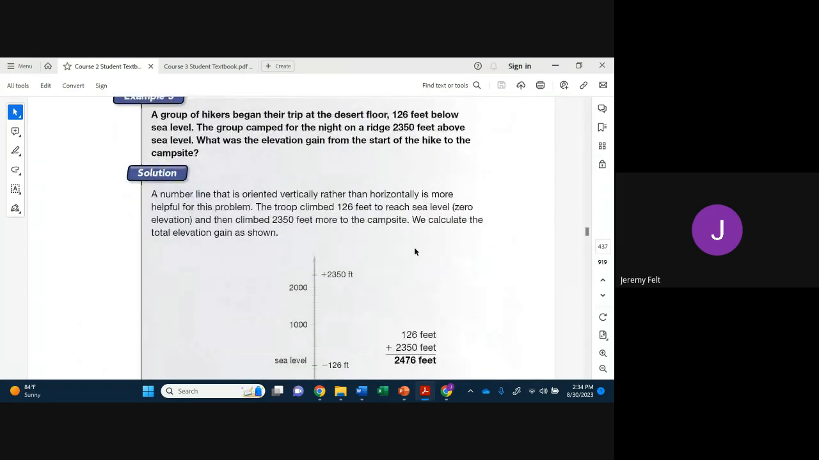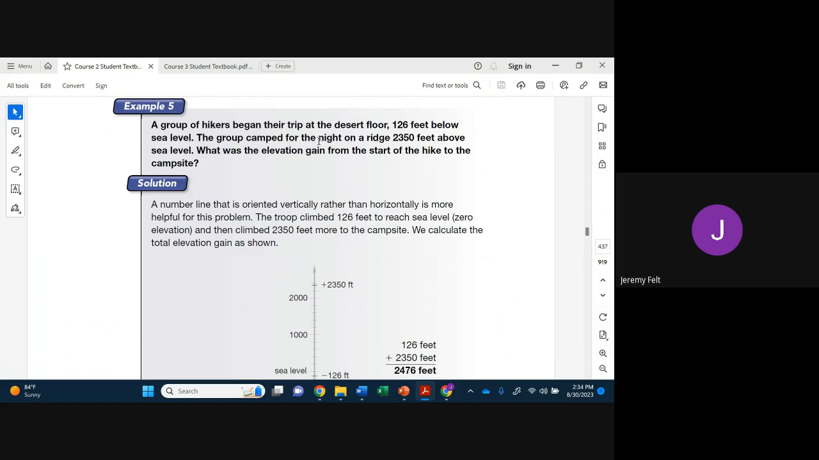Example 5. A group of hikers began their trip at the desert floor, 126 feet below sea level. So that'd be a negative 126 feet. They camped the night on a ridge 2,350 feet above sea level. What was the elevation gain from the start of the hike to the campsite?